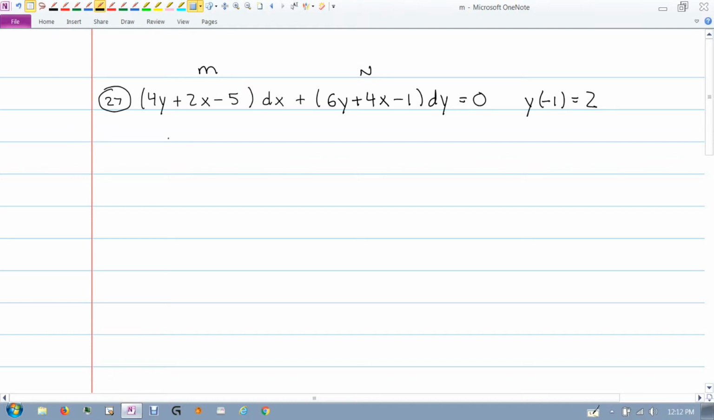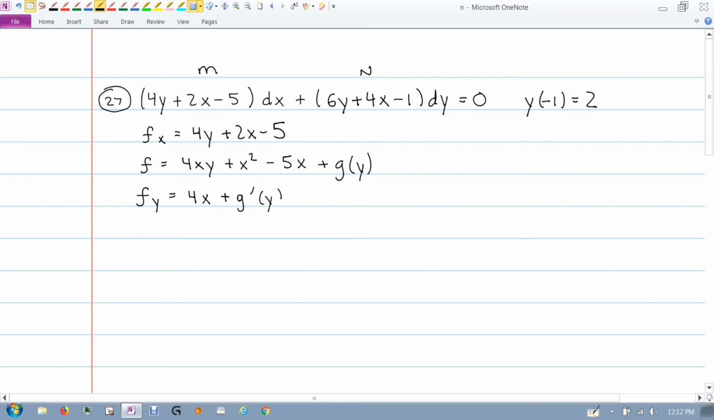All right. Here's m, here's n. It's already exact. I'm not checking it. So partial of f with respect to x is equal to 4y plus 2x minus 5. And that means that f is equal to 4xy plus x squared minus 5x plus some function of y. Now partial of that with respect to y is 4x plus g prime y. And that must match up with this up here, but I already have the 4x, so that just means that g prime of y is everything else. So plus 6y minus 1.